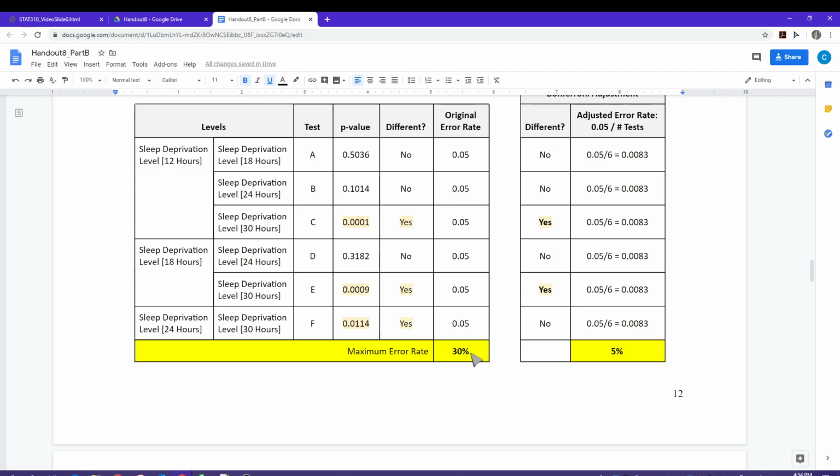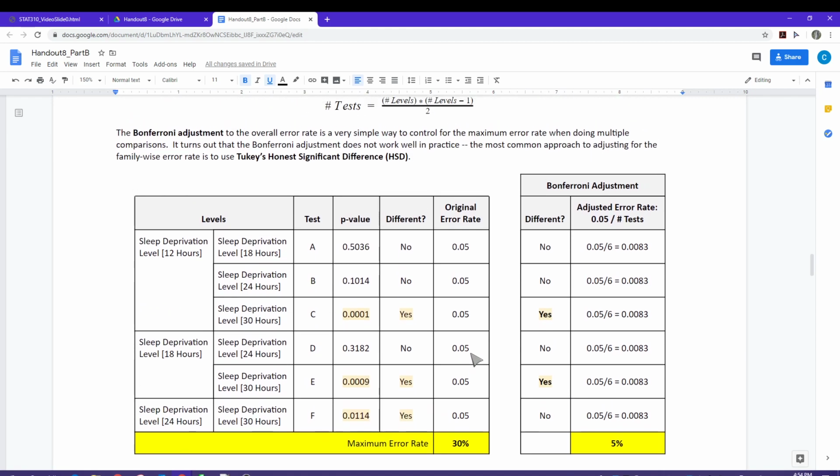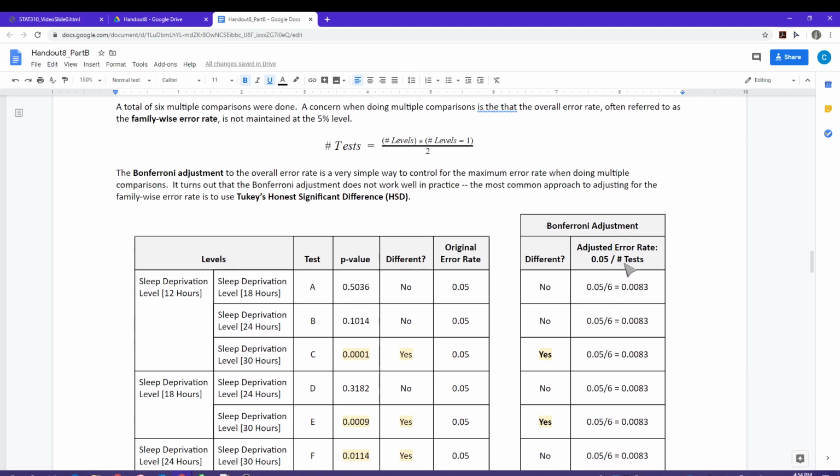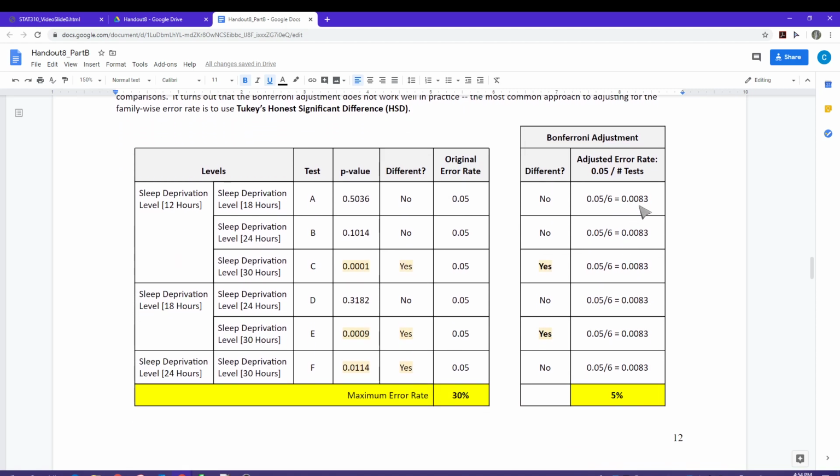Now our golden rule is to use a 5% error rate. So there is a simple fix that Bonferroni came up with, and that's called Bonferroni's Adjustment. Bonferroni's Adjustment is to simply take the 0.05 and divide that by the number of tests. Here I'm doing 6 tests. So I would use 0.05 divided by 6, which is going to leave a level of 0.0083. Now this is what I want to use to compare my p-value against if I'm using Bonferroni's Adjustment.